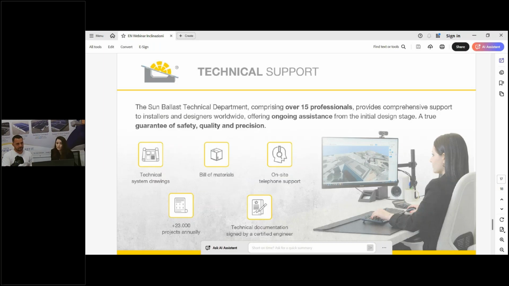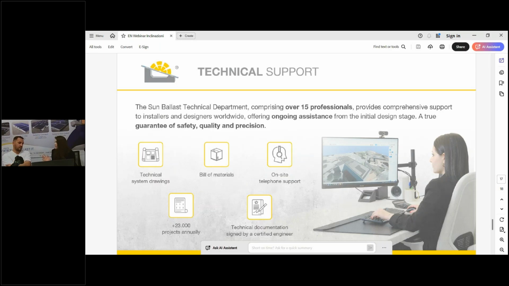As I mentioned, we do more than 23,000 projects annually. So 23,000 different cases during the year makes our team a specialized team to give you the best solution. And if you need, you can get even a technical documentation signed by a certified engineer.